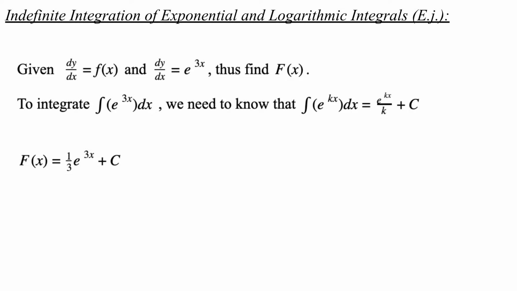So in this case, our constant is 3 and is multiplying x, so we would do e to the 3x divided by the constant 3 plus our constant of integration c. As you can see right here, we have expressed it as 1/3 e to the 3x plus c.